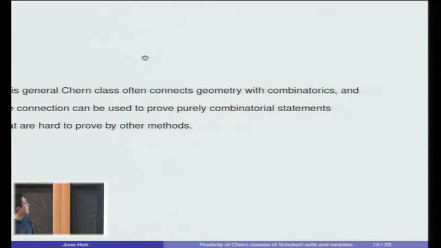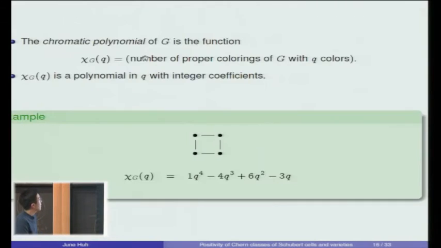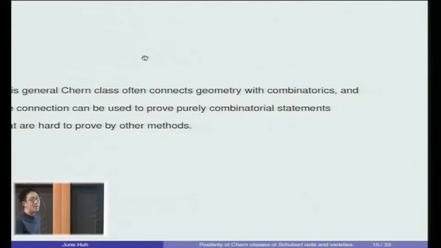So the general idea that I would like to convey today is that this general theory of Chern classes connects geometry with combinatorics quite tightly, and this connection is often very useful from a combinatorial perspective. And this connection can be used to prove some purely combinatorial statements that are hard to prove by other methods. So before going into Schubert varieties and their Chern classes, I'll try to demonstrate this principle by my favorite example, the chromatic polynomials of graphs.